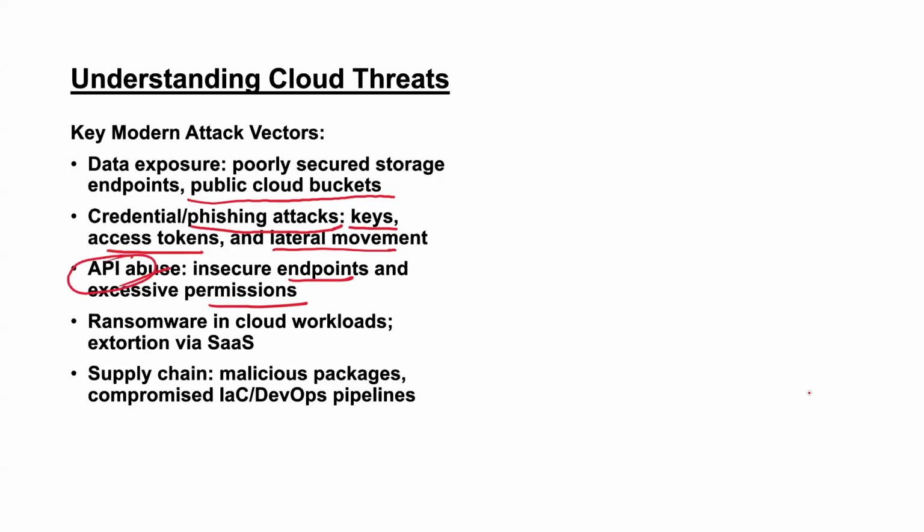As I have said, ransomware comes with phishing in cloud workloads. How it enters is through phishing itself, and this is as a software as a service. Now, if we have something called a supply chain, we will look into the malicious packages. We will look into this also.